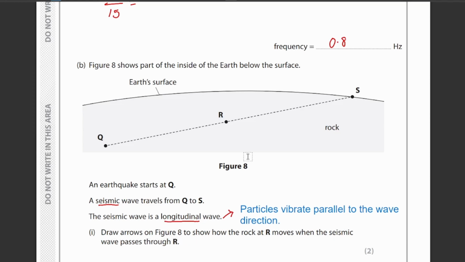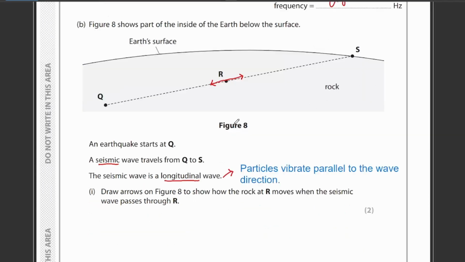For 2 marks, you need to show how the particle is actually moving. It's moving parallel to that wave, and it's vibrating. So it's not moving entirely in that direction, it's basically vibrating back and forth. That gives you those 2 marks to indicate that it's along this line and going back and forth. And just to be safe, I would draw an arrow parallel to that and indicate wave direction.